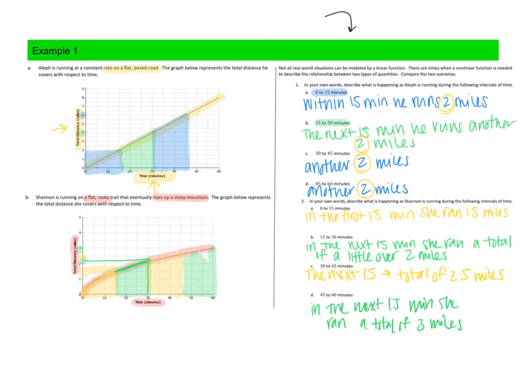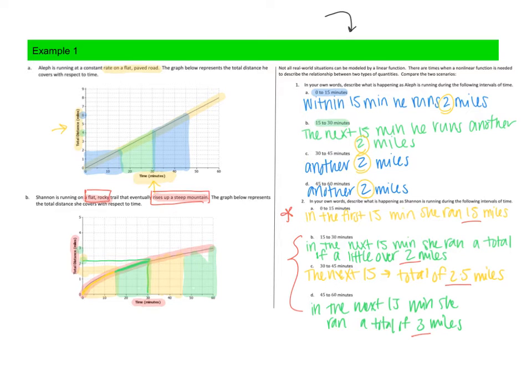So the first 15 minutes she ran 1.5. Then she only ran about another half a mile. About another half a mile, right? So this first bit where she ran a lot faster than the rest of the time she ran. And the reason is that first chunk of time, she had just started. She wasn't as tired. And it says that she started on a flat, rocky trail. And then it became a steep mountain.